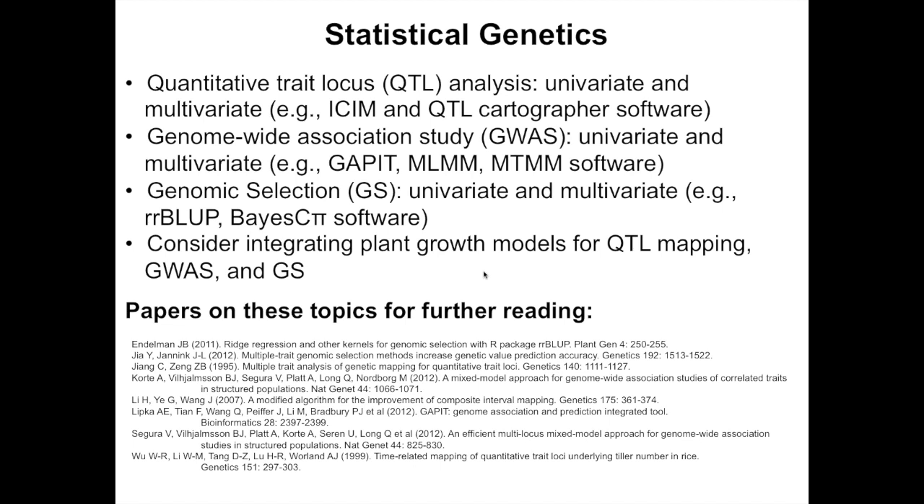We could do GS, genomic selection, in the framework of a plant breeding program where you have a training set and you're trying to predict certain phenotypes from the genotypic information. And one area that I think is growing and is going to be very useful is integrating plant growth models into these QTL approaches, so that we can map QTLs in reference to the plant growth model over time for the whole growing season.